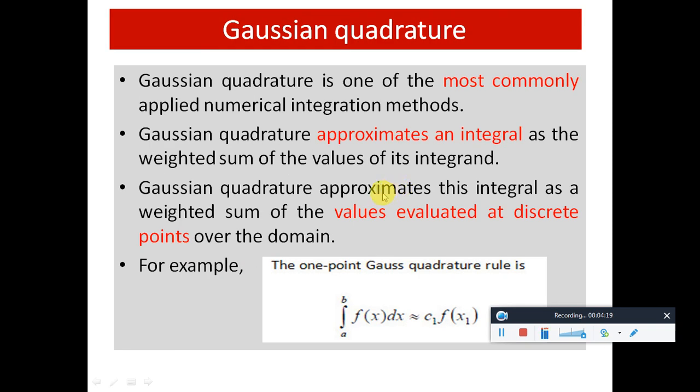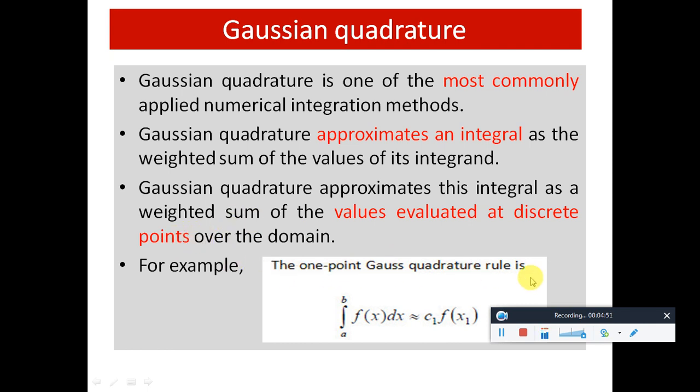And this Gaussian quadrature is most commonly applied in numerical integration methods. It actually approximates an integral to the weighted sum of the values of the integrand. When we say the weighted sum of the values, it is the product of the weights and the value of the integrand at that particular Gaussian point. We call that a discrete point over the entire domain.